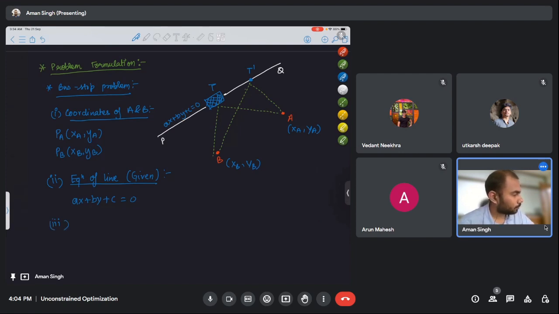So now we look at the variables. This is important. So what are the variables of this system? Variables is basically we want to see where the bus stop should be. So basically variables are PT, or XT comma YT. These are the two variables. Now look at what the objective function is.